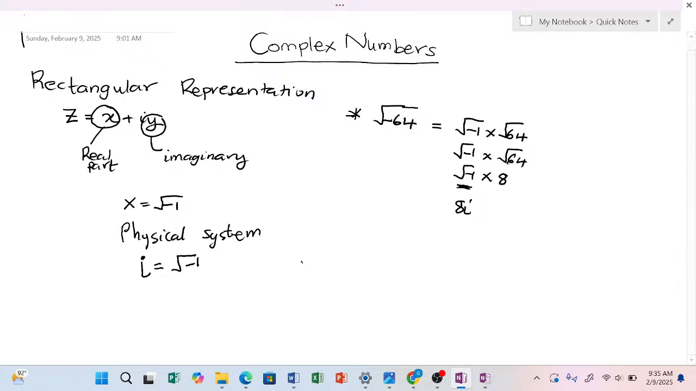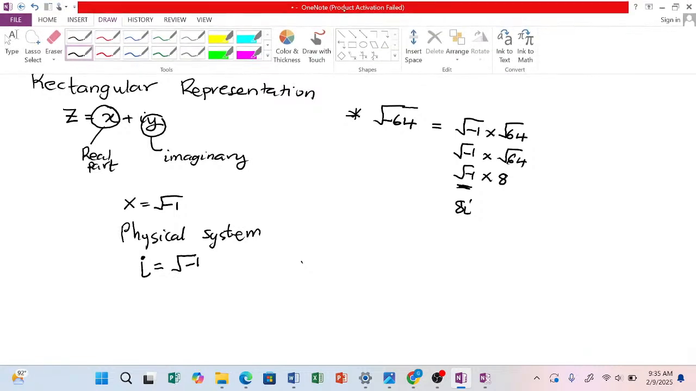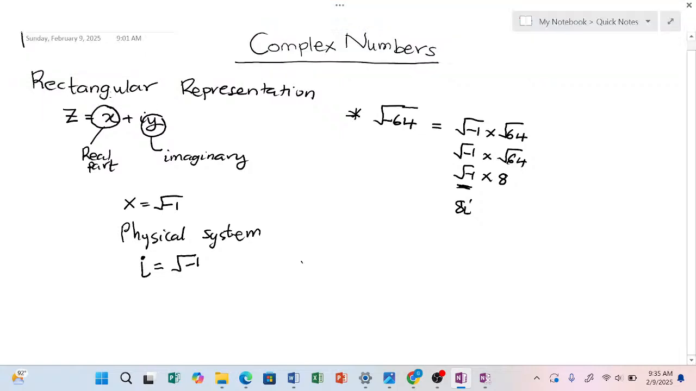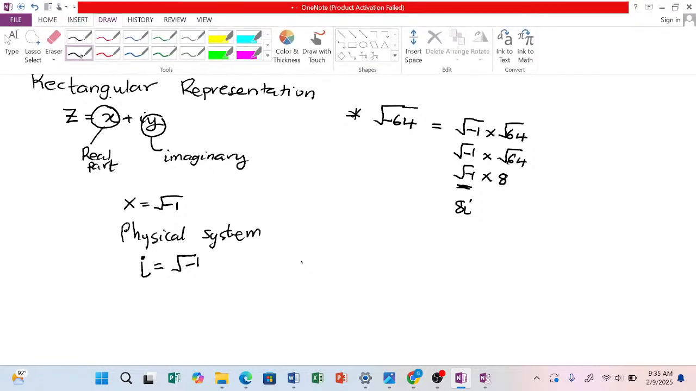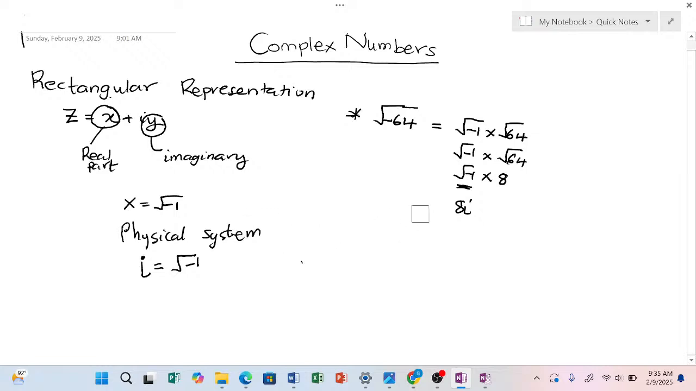All right, so let's look at something here. I want to erase this portion so that we could look at something different.